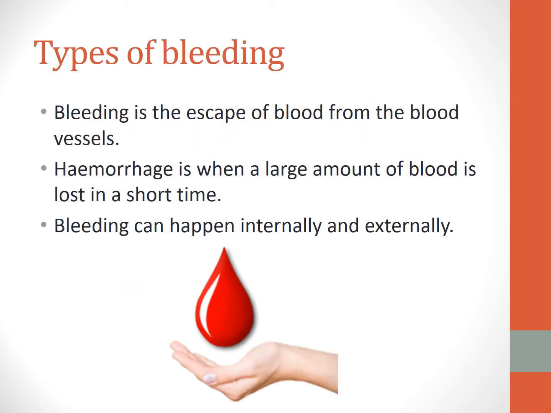There are many different types of bleeding, but basically, bleeding is the escape of blood from your blood vessels. And bleeding can happen internally or externally, that means inside your body or outside your body.